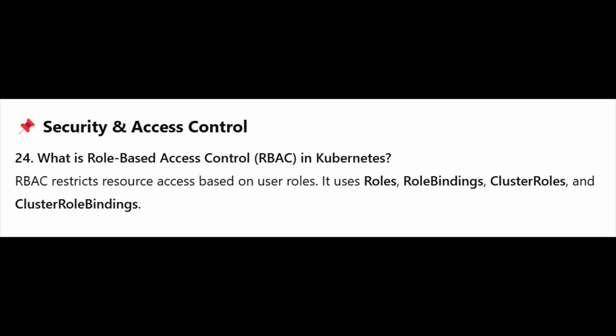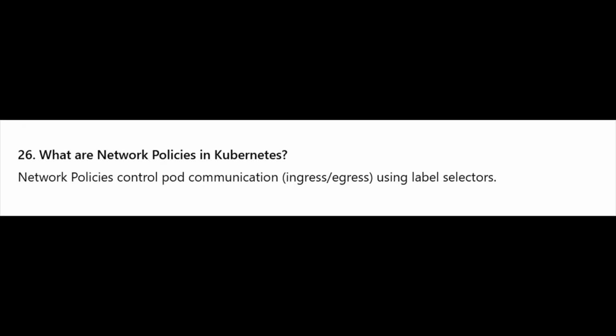Security and access control. What is role-based access control (RBAC) in Kubernetes? RBAC restricts resource access based on user roles. It uses roles, role bindings, cluster roles, and cluster role bindings. What are network policies in Kubernetes? Network policies control pod communication, ingress and egress, using label selectors.